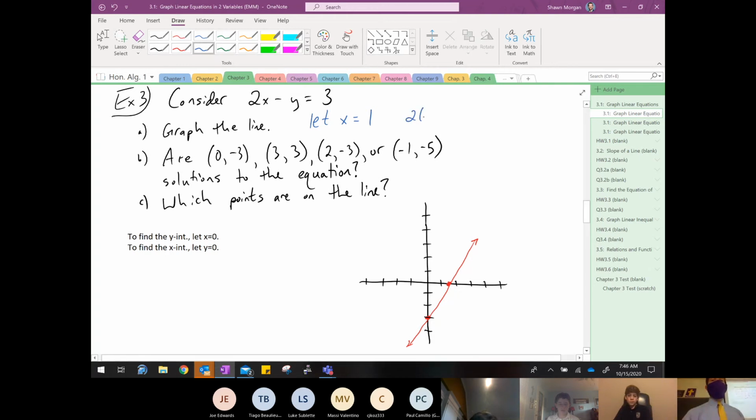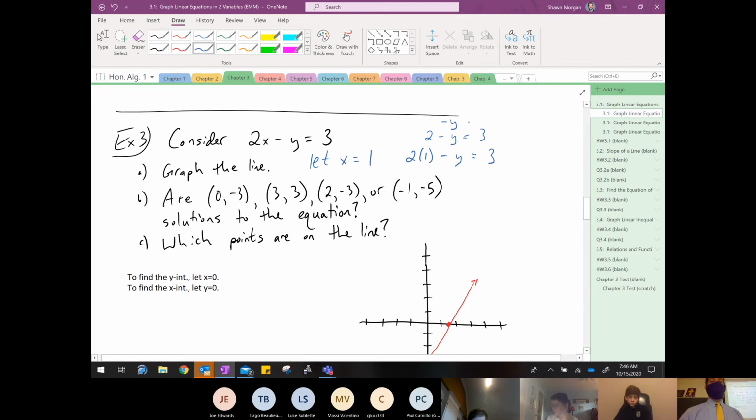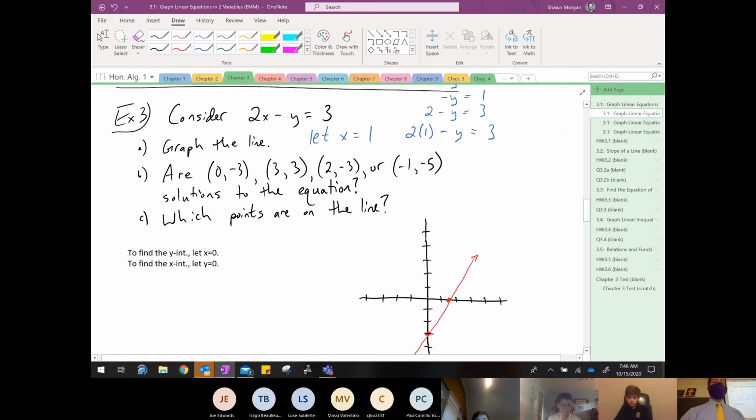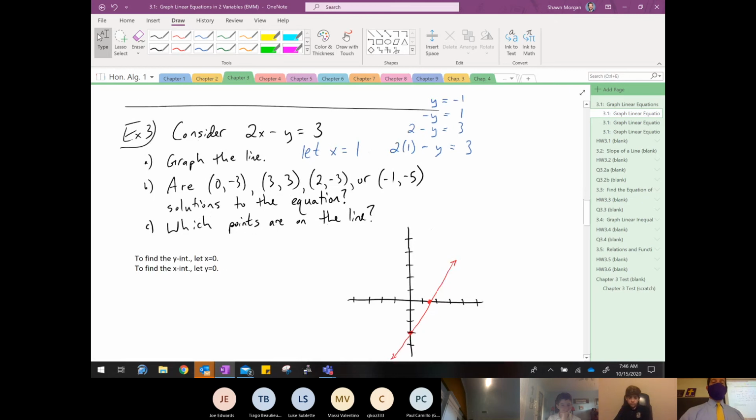Okay, so just take x, and we're not going to do the cover-up principle because it actually has a value there. So we got 2 times 1, which is 2. We got 2 minus y equals 3. Let's subtract 2 from both sides. Negative y equals 1. So what would y equal then? Negative 1. We would divide both sides by the negative, and we'd get y equals negative 1. So when x equals 1, y equals negative 1.